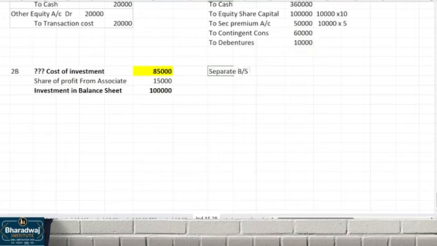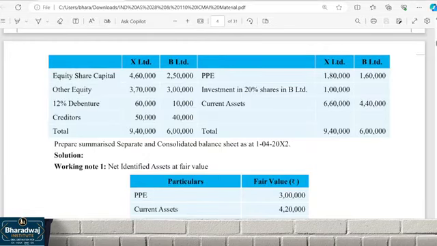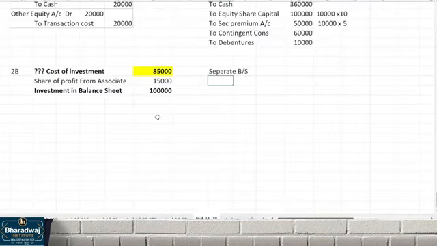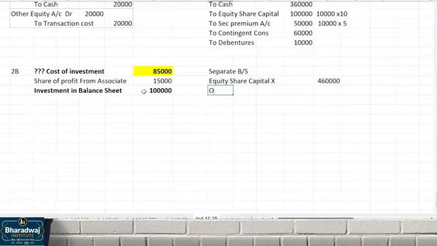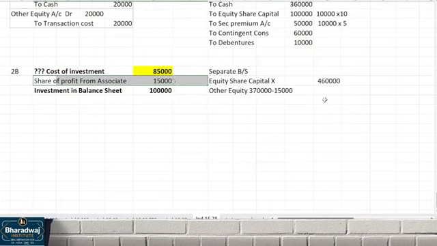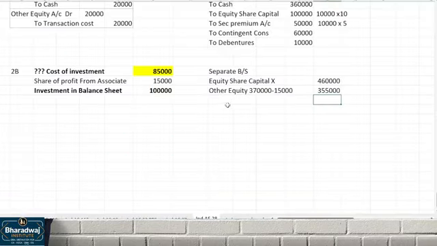So when you prepare a separate balance sheet, what will be the thing? Equity share capital of X will be how much? 4 lakh. Don't copy this. The solution is there in your material itself. Other equity, how much have they given? 3,70,000 will include this income, this 15,000 share of profit from associate. Without that, how much would it be? 3,55,000.